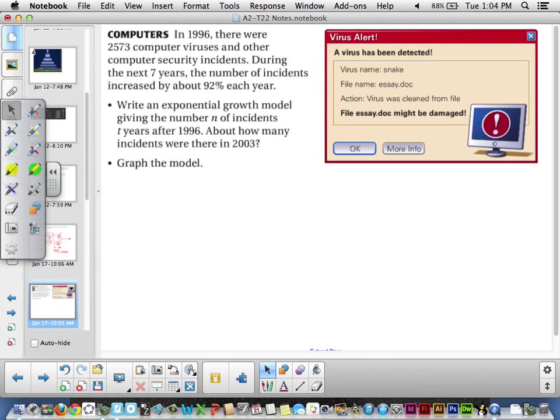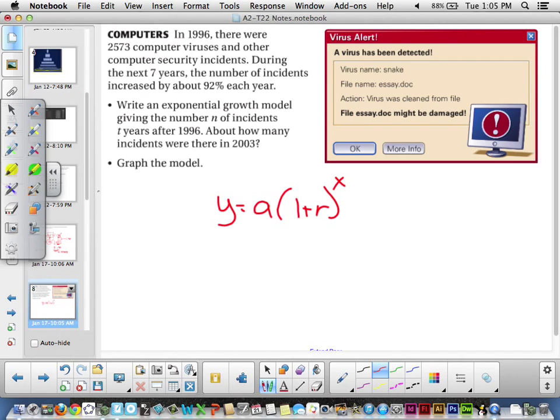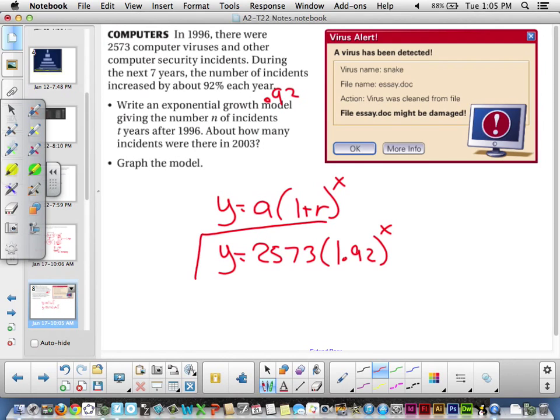in 2003. So our equation, y equals a times 1 plus r to the x. A is our initial amount, so that would be 2573. R is our percent increase, so if we're increasing by 92%, R is 0.92, so 1 plus R is 1.92 to the x. So here is our equation.